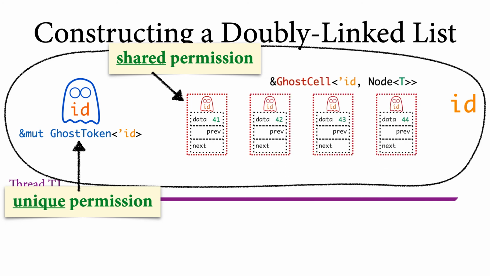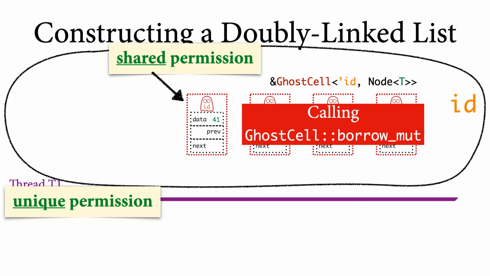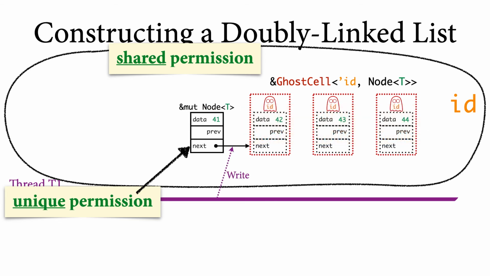And now comes the interesting part. We want to link these nodes together, which involves mutating their next and previous fields. To do this, we're going to use the borrowMut method from the GhostCell API to trade in our unique reference to the ghost token in exchange for a unique mutable reference to any one of the nodes in the list. In this case, we choose the first node. And that allows us to then update its next field to point to the second node.